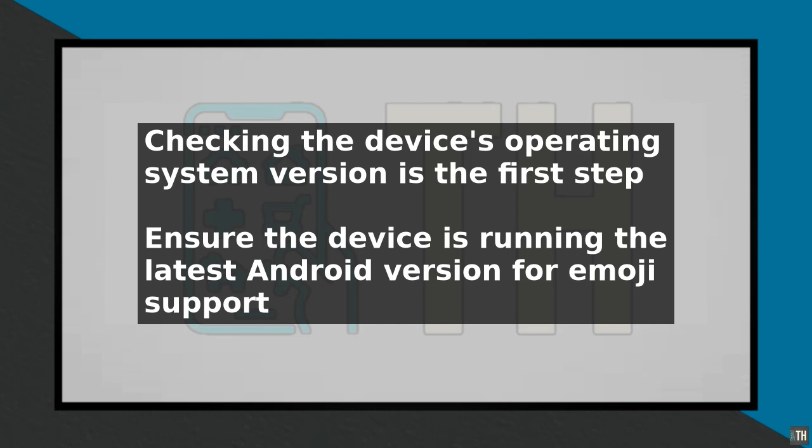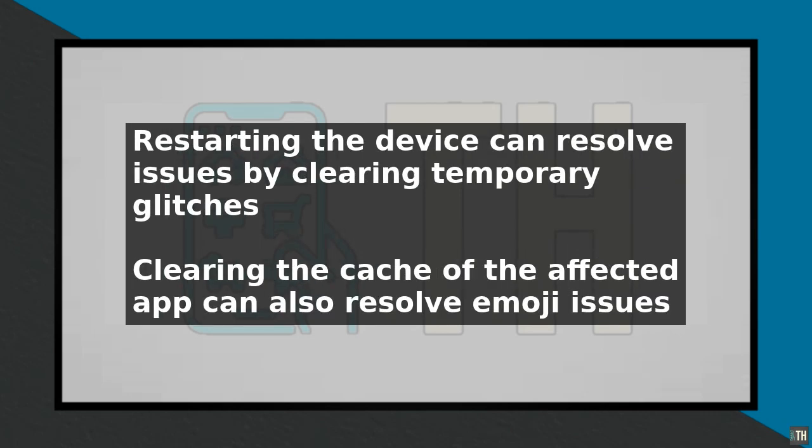If restarting your device does not work, try clearing the cache of the app that is not displaying emojis. To do this, go to the Settings app and select the Apps section. Find the app that is not displaying emojis and select it. Then choose the Clear Cache option. This will remove any temporary data that may be causing the issue.